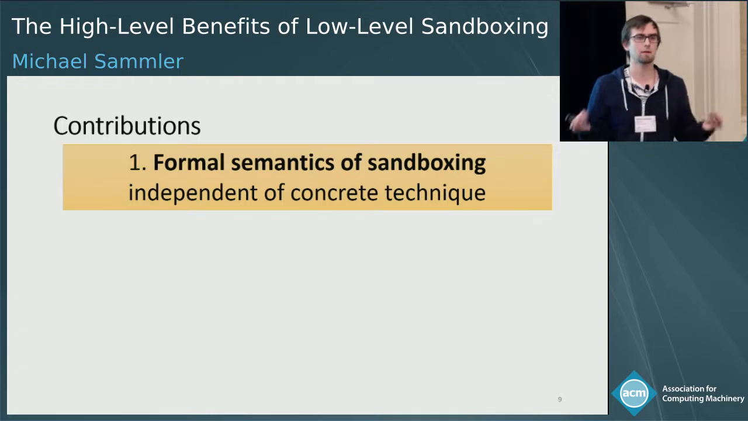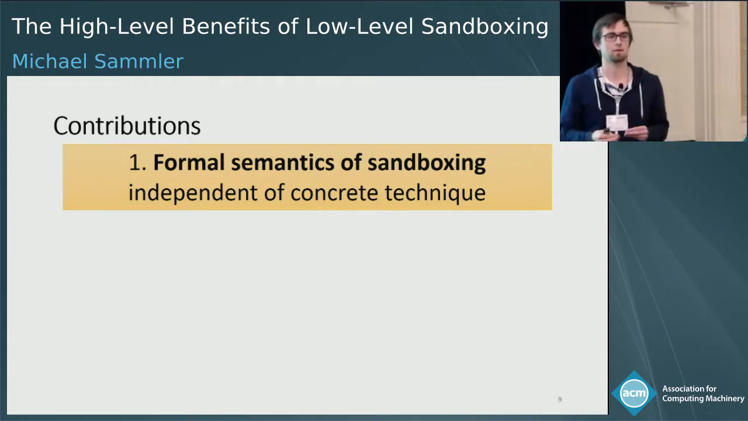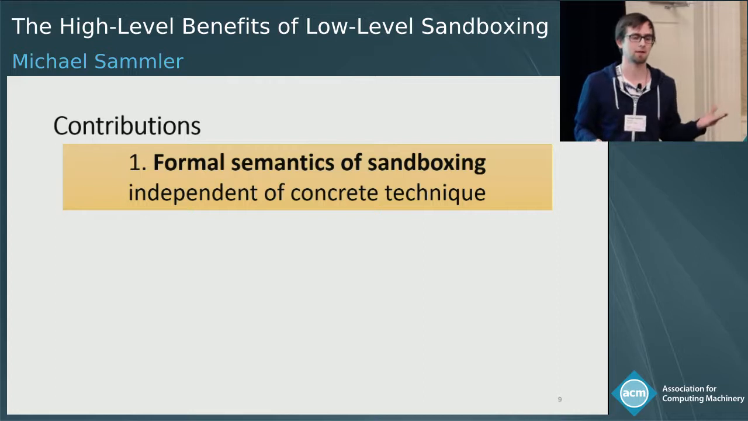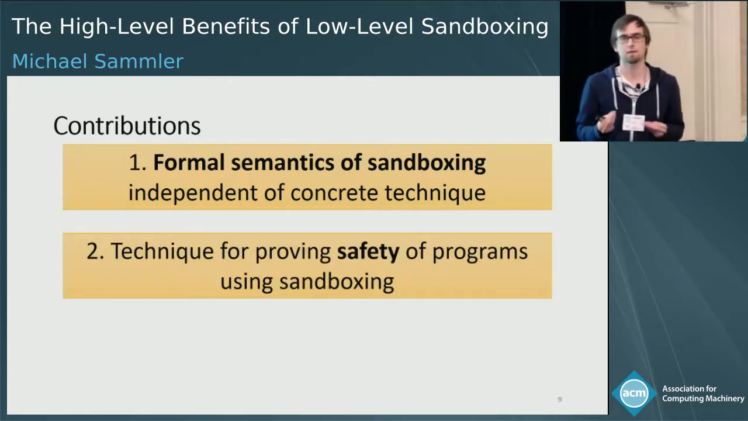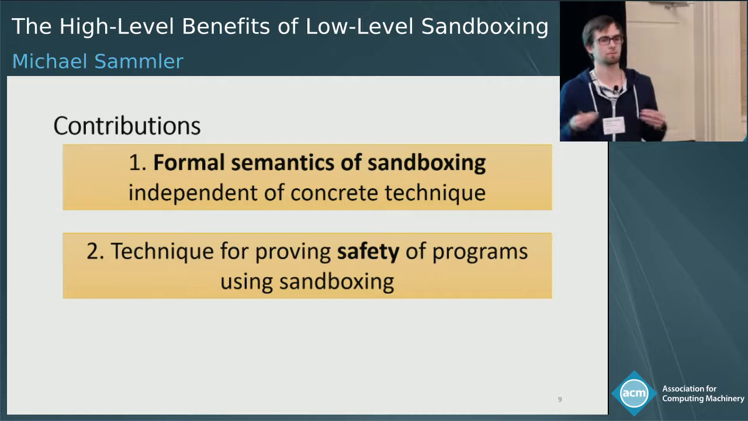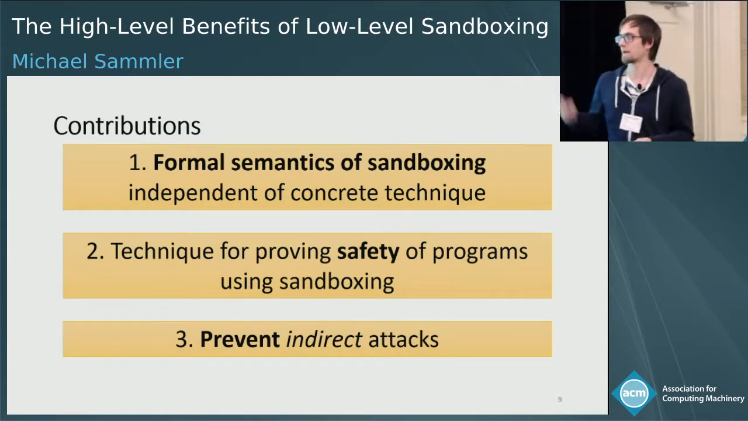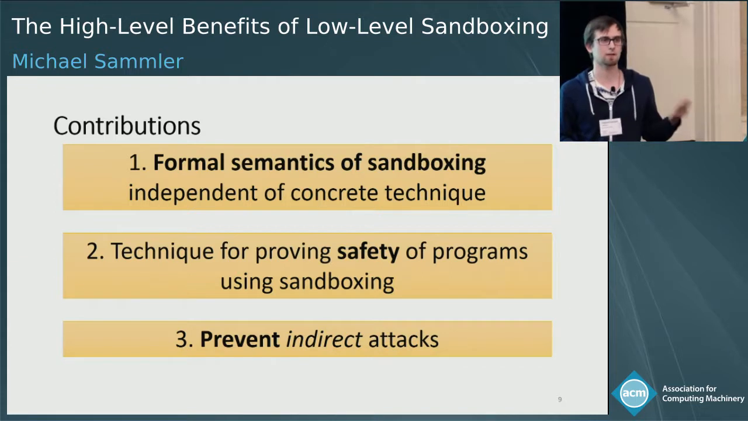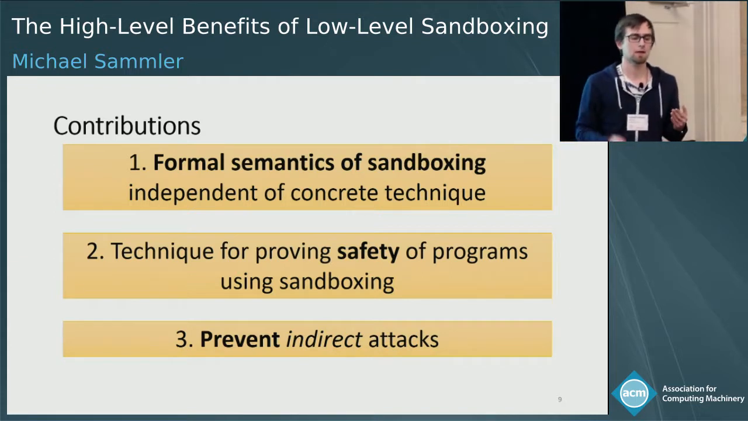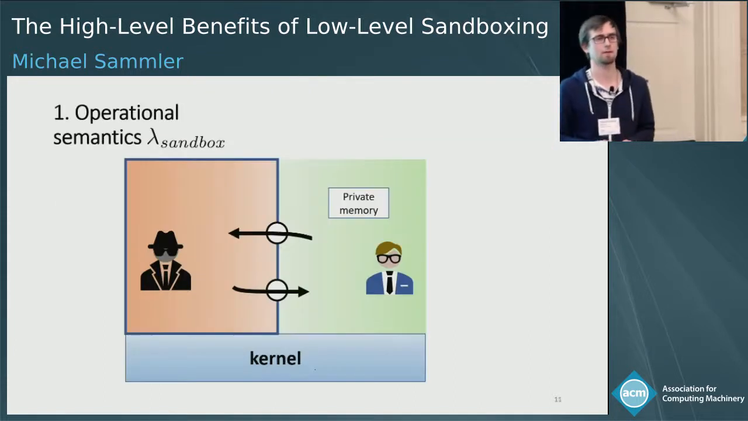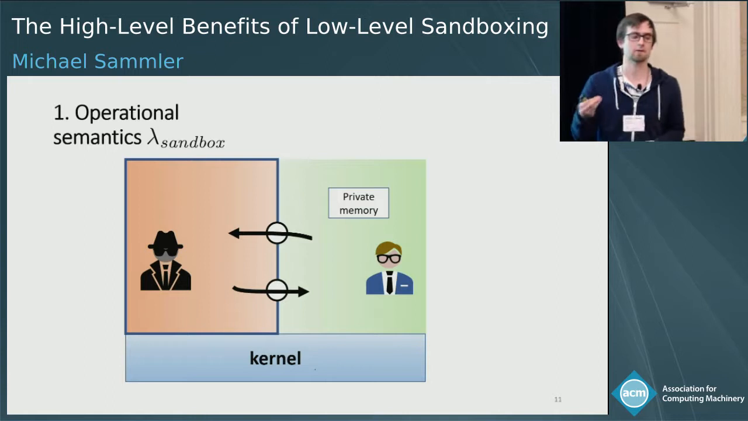So first we want to reason about sandboxing independently of the technique. So we provide a formal semantics of sandboxing, which is independent of the concrete technique used. And then we use these semantics to show how you can prove safety of programs which use sandboxing and under which conditions you can achieve safety. As a third point, we show how we can prevent these indirect attacks which the untrusted code can still mount in this setting. So let's start with this formal semantics of sandboxing. We give this via small step operational semantics of a language lambda sandbox which has sandboxing built in.